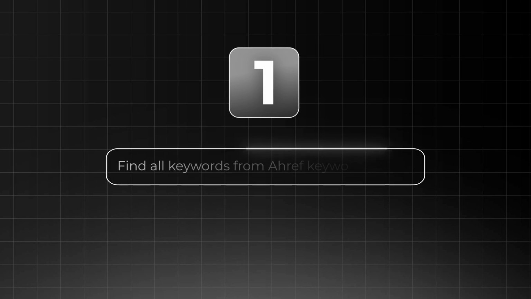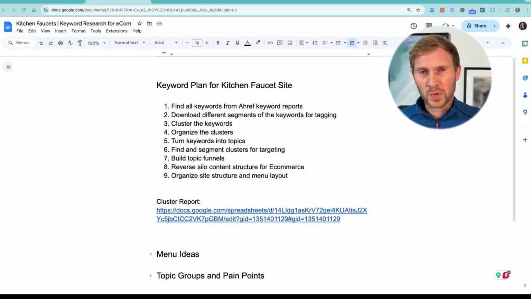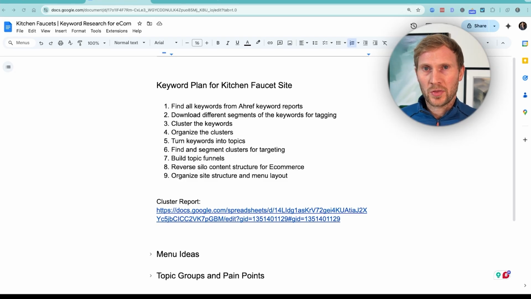Okay, step 1, find all keywords from Ahrefs keyword report. Now you can use whatever tool that you think is suitable for you. There are a lot of different tools from Ahrefs, Semrush, clicks.so is also good. And the main point is that you want to find keywords where people are searching for these things with the search volume. So search volume and keywords is what we're looking for.